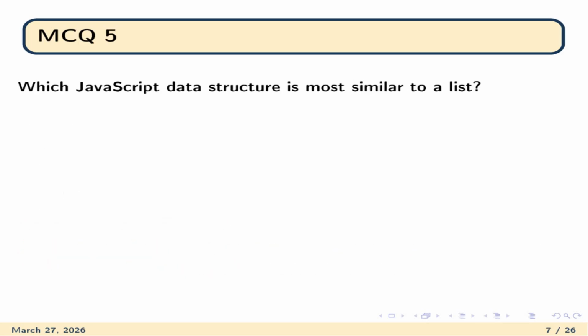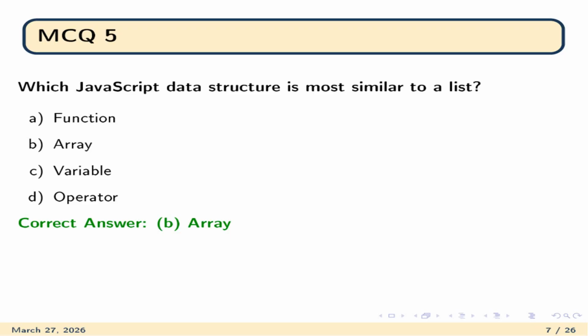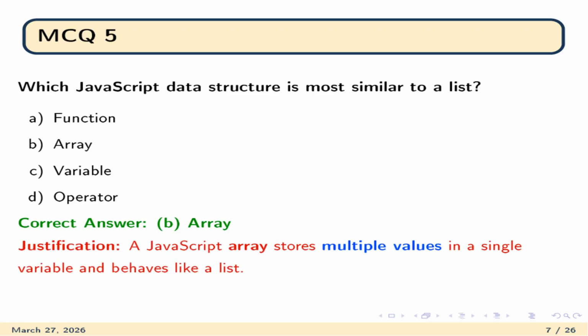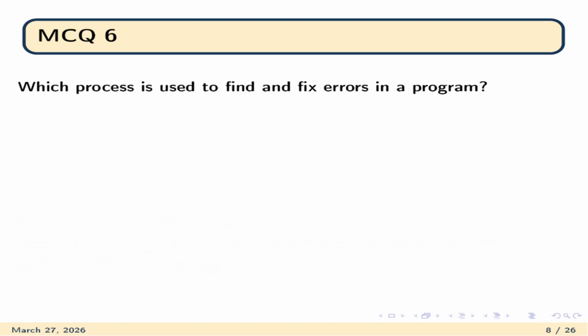Question number 5. Which JavaScript data structure is most similar to a list? Function, array, variable, operator. The correct option is array. A JavaScript array stores multiple values in a single variable and behaves like a list.